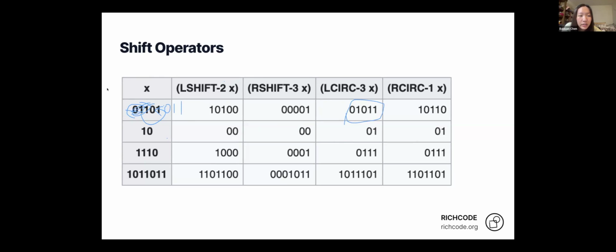And for right circle, we take off the digits on the right and move them to the front. So for example, on right circle 1 of X, here we take off this digit and we move it to the front. So it turns into 10110. And if it was 2, then take off the rightmost 2 digits and move them to the front. So it'd be 01011. So are there any questions about this?